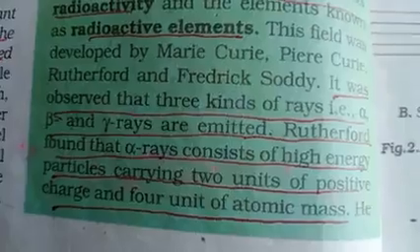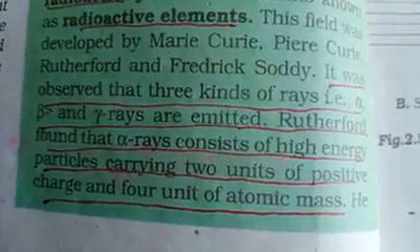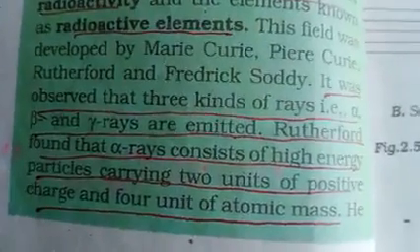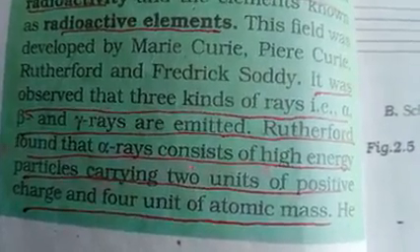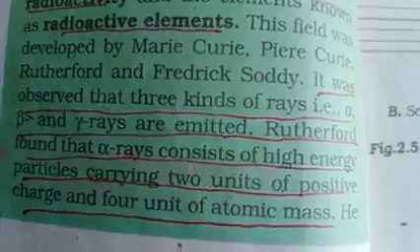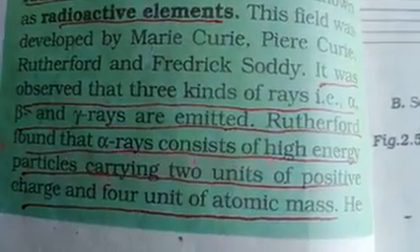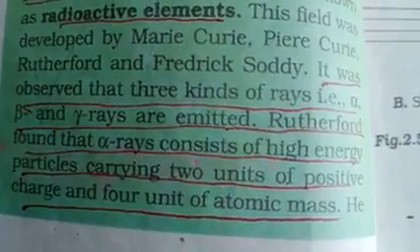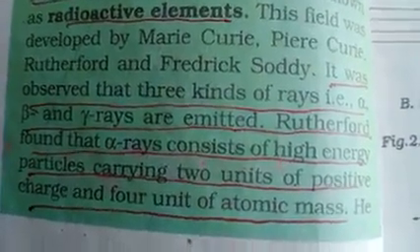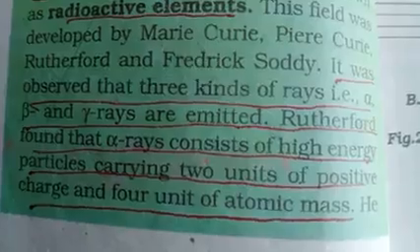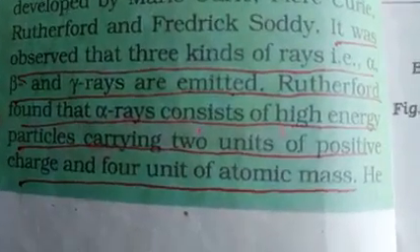After that, beta is a negatively charged particle. So the beta ray has a charge of minus 1 unit, and it is represented by electrons, whereas gamma rays are neutral in charge, and these gamma ray particles have high penetrating power. So you need to recall all this.